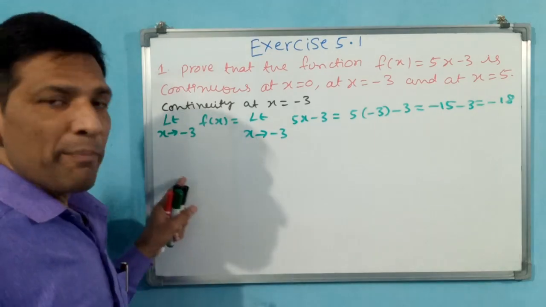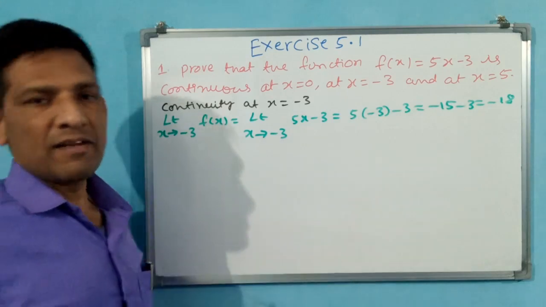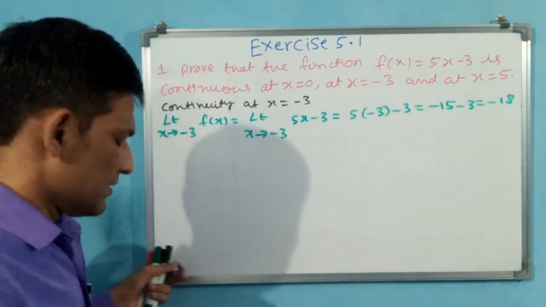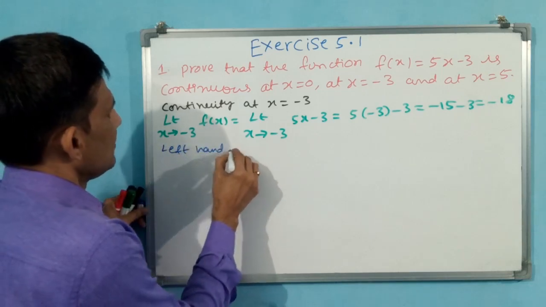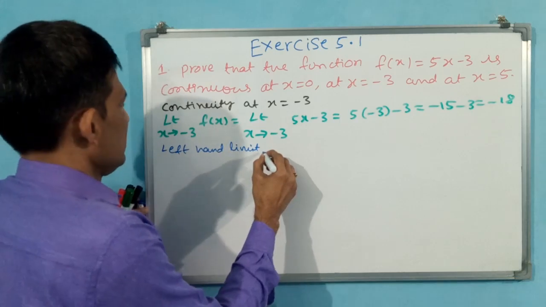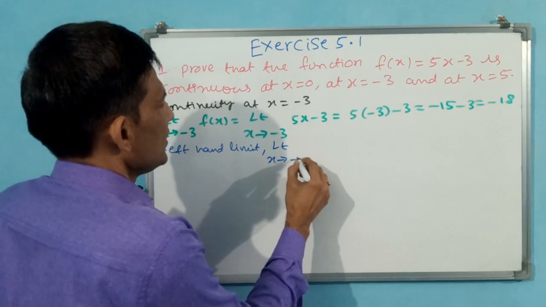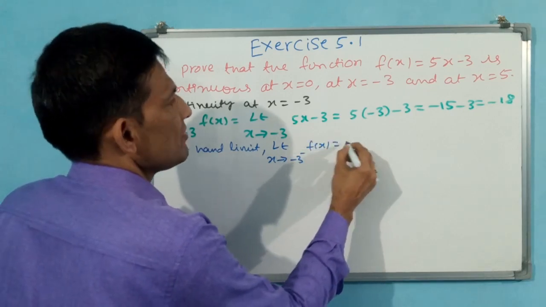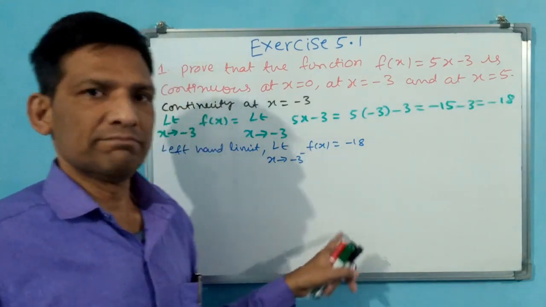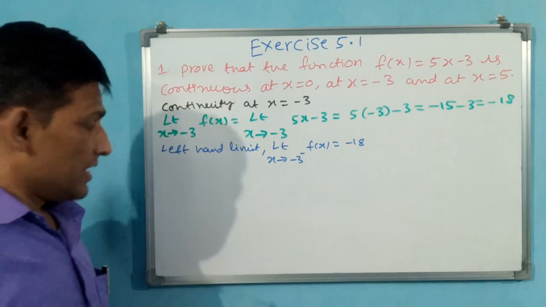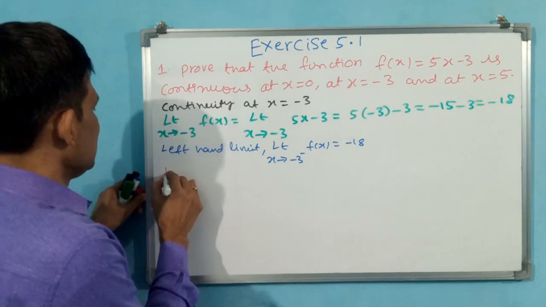Now see, without applying, simply you can write left hand limit is equal to minus 18, right hand limit is equal to minus 18. Therefore, the function is continuous. Write down. Left hand limit, limit x tends to minus 3 minus f of x is equal to minus 18. Why? Because we need not substitute again. We know that minus 18 only is going to come. This you write. Next, what are you going to write? You are going to write this. Right hand limit.